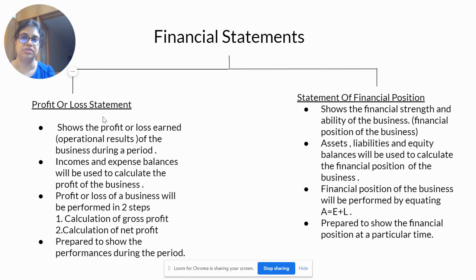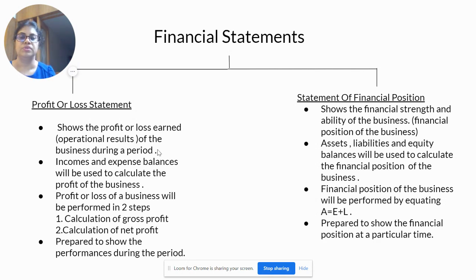The first one, as I mentioned earlier, is the profit or loss statement. And the second statement will be the statement of financial position. So the main objective of preparing the profit or loss statement is to show the profit or loss earned by the business during a period. Or we can also name this as, the objective will be to show the operational results of the business during the period. When you consider a business, the main operation will be the buying and selling process.